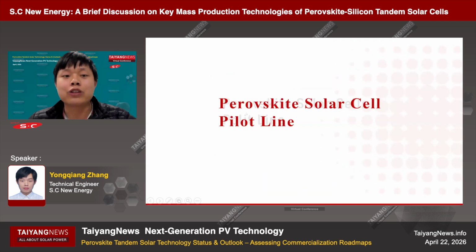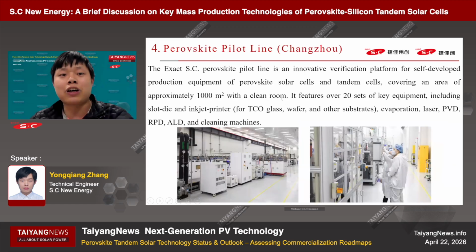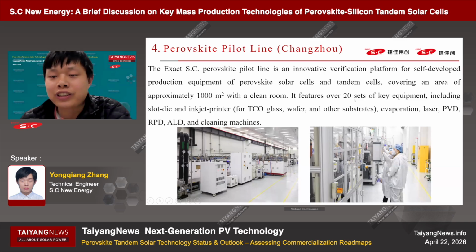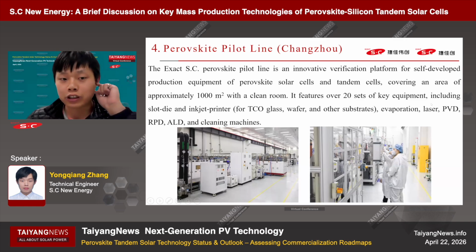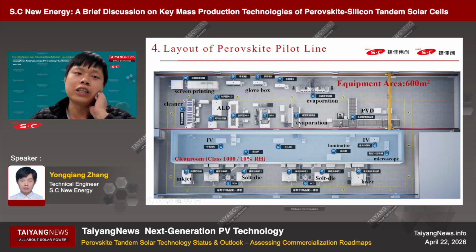And now I will show you some more information about our perovskite solar cell pilot line. As I mentioned, in our lab we also fabricate the tandem solar cell. So in Changzhou, we also have the HGT pilot line. Here is our perovskite pilot line information. We have over 20 sets of key equipment, including the slot die, the inkjet printer, the evaporation, the laser, PVD, ALD, and even the cleaning machine. This is the layout of our perovskite pilot line.